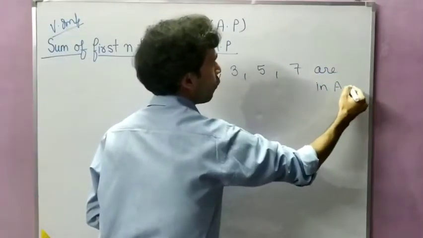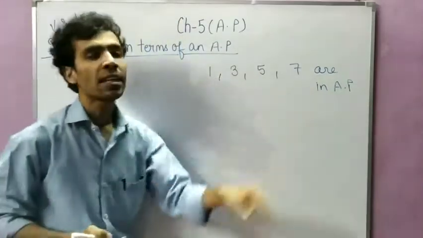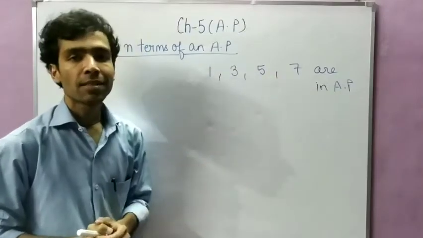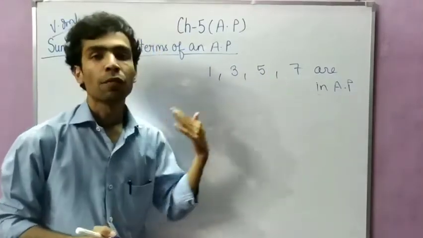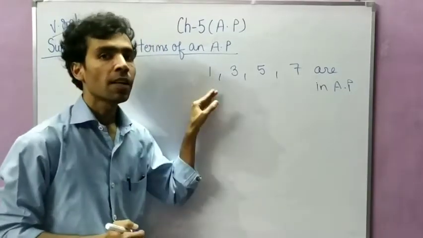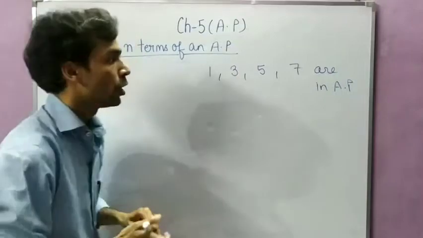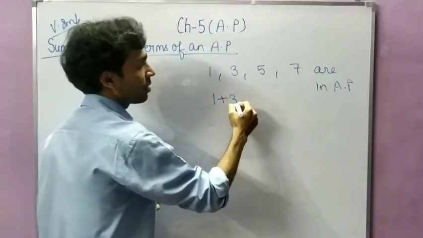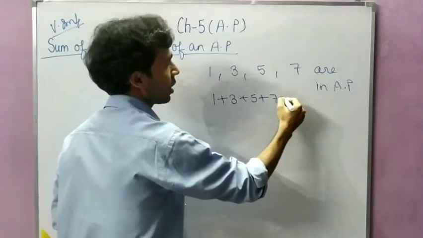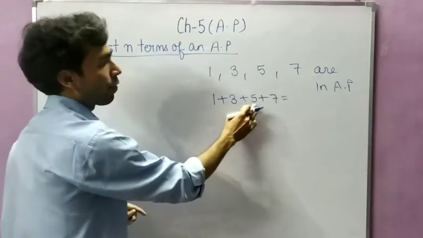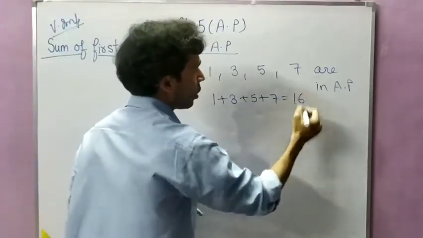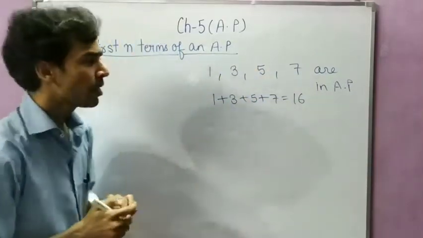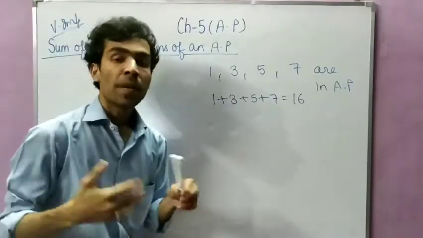Now what you have to do is add these terms. How many terms are there? 1, 2, 3, 4. So these are the first 4 terms of an AP. Now you have to find the sum of these terms. The value will be 1 plus 3 plus 5 plus 7, which is equal to how much? 1 plus 3 is 4, 4 plus 5 is 9, 9 plus 7 is 16. So the sum of these terms is 16.